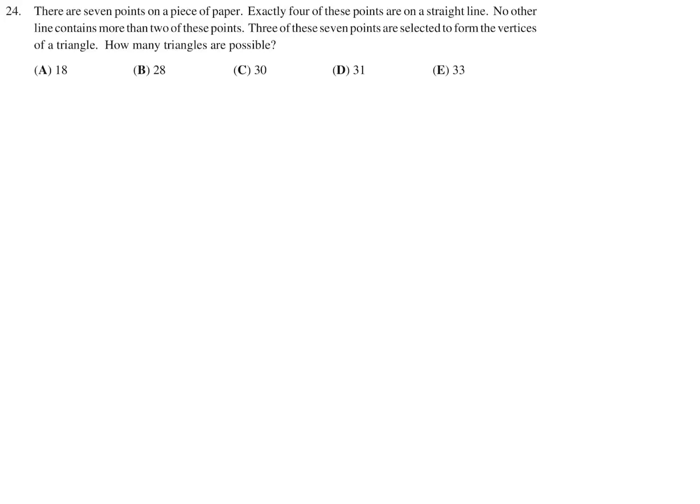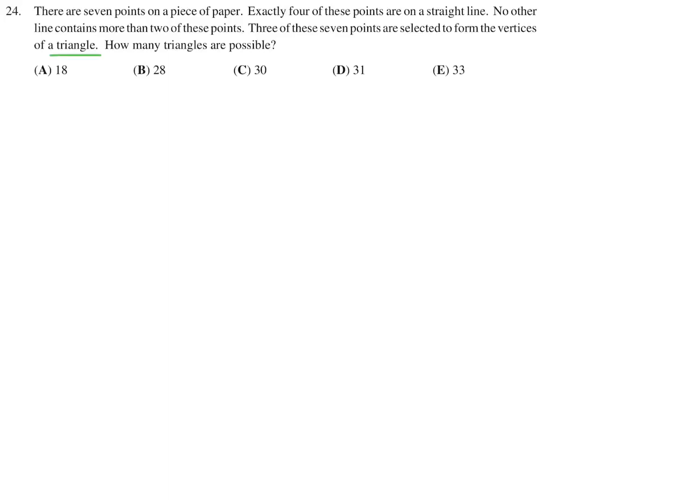There are 7 points on a piece of paper. Exactly 4 of these points are on a straight line. No other line contains more than 2 of these points. 3 of these 7 points are selected to form the vertices of a triangle. How many triangles are possible?